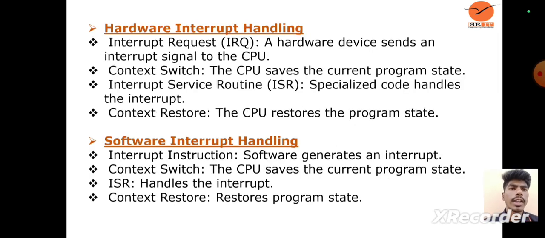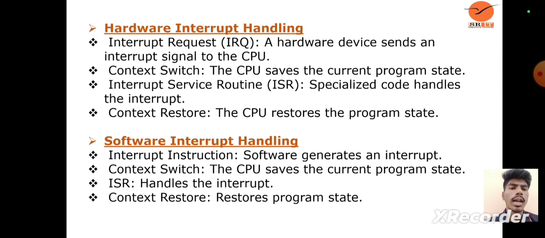Now, hardware interrupt handling. Interrupt request: a hardware device sends an interrupt signal to the CPU. Context switch: now the CPU saves the current program state. Interrupt service routine, ISR: specialized code handles the interrupt. Context restore: the CPU restores the program state.